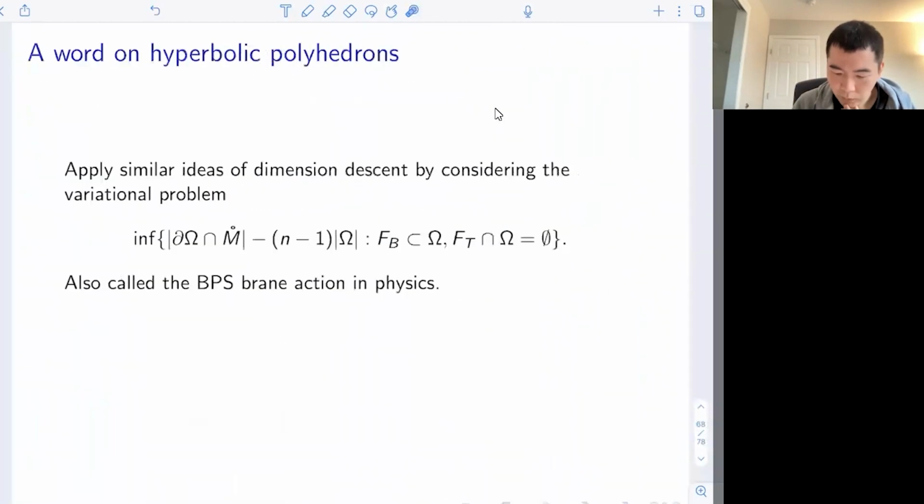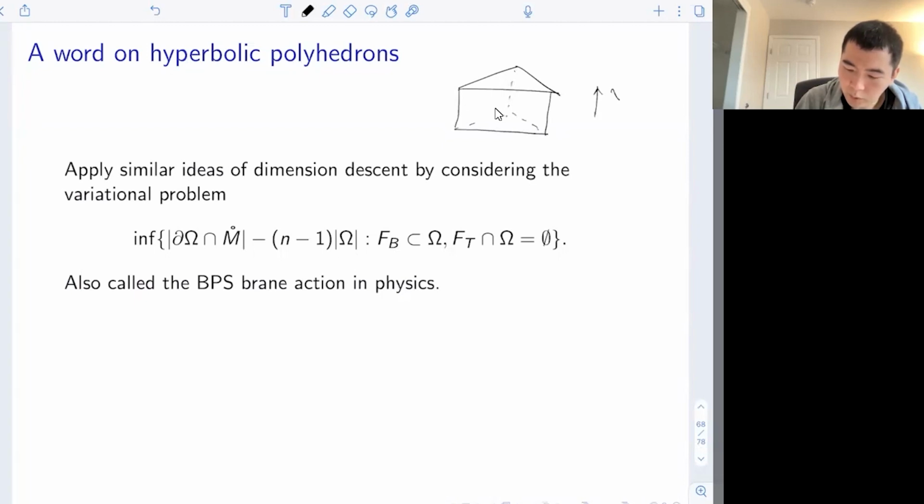Anyway, let me say a word on how one extends this idea to hyperbolic polyhedrons, in the case that the comparison model is what we call a parabolic prism in hyperbolic space. Now remember the object we have is a Riemannian polyhedron like this.